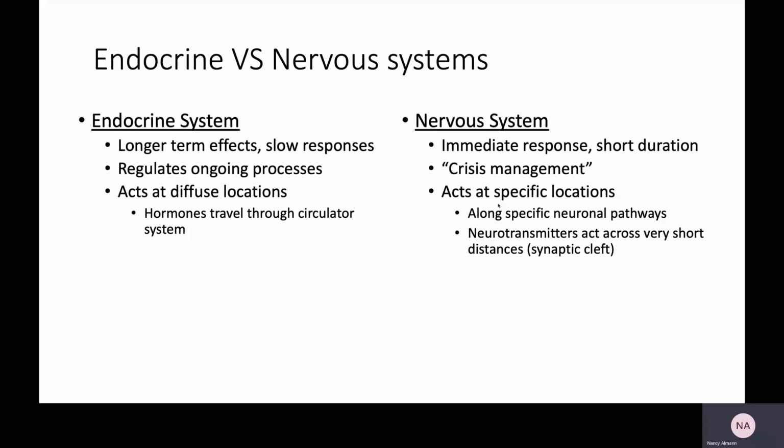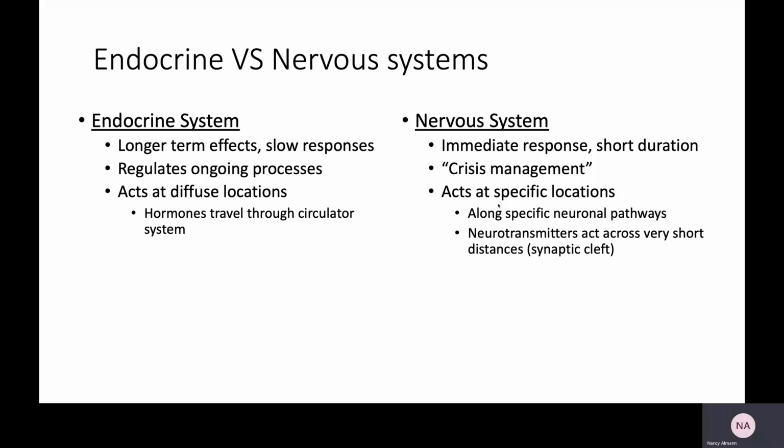So let's look at the differences between the endocrine system and the nervous system. Nervous system, immediate response, right? So you see something and you want to pick it up. Think spinal reflex arc. Think some sort of sympathetic response. Oftentimes it's associated with crisis management. The chemical messengers for the nervous system will act at specific locations. You will have specific neuronal pathways or circuits for certain activities. The neurotransmitters themselves are going to act across a tiny little distance, just that synaptic cleft.